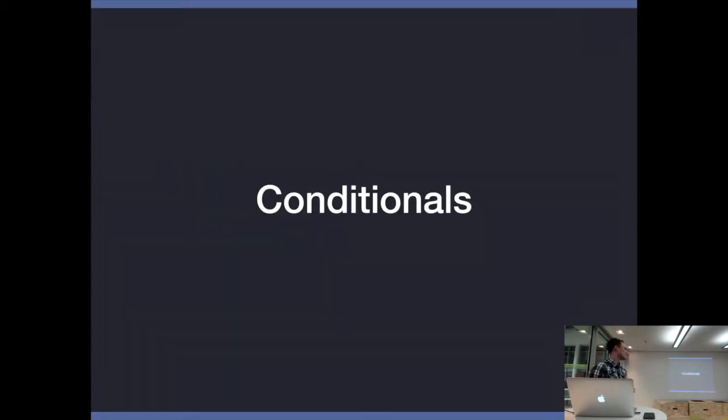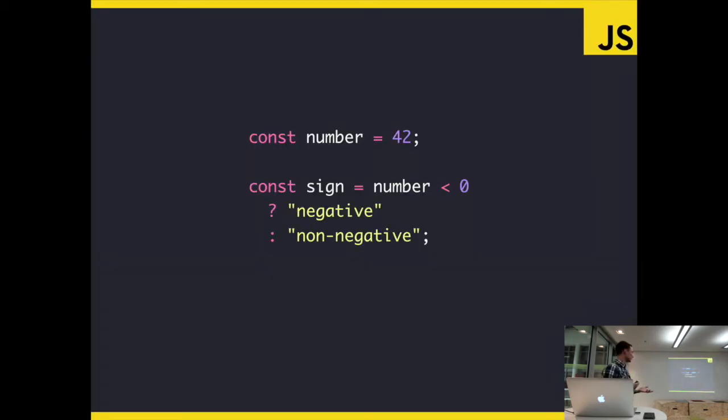All right, let's talk about if. I just called this conditionals because naming it if just felt wrong. Let's say we have a variable, and we want to determine if it's negative or non-negative. This is what we could do in JavaScript, right? We have a ternary operator, so we have a conditional expression. We check if number is less than 0. If it is, it's negative, and if it's not less than 0, it's not negative.